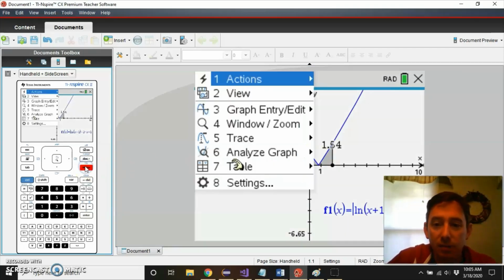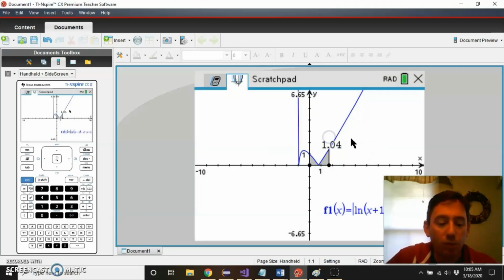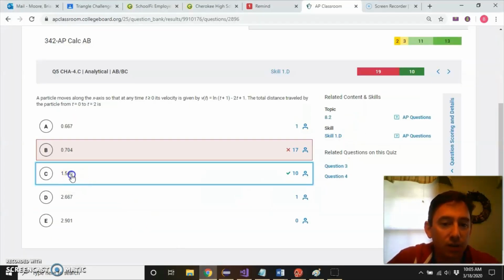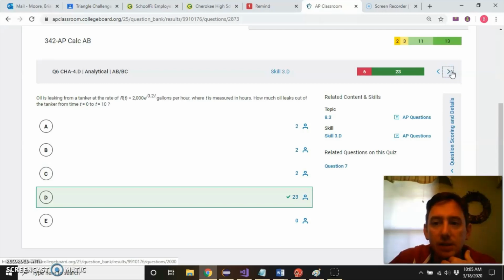So now I'm going to run the same. Actually, you know what? It updated. Oops. The integral from 0 to 2 is now 1.54, which is the correct answer. Okay, so there's number 5. Number 6.